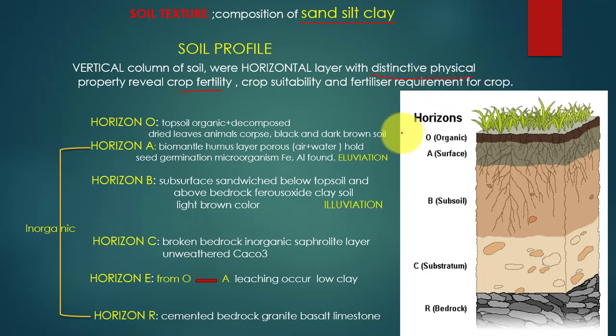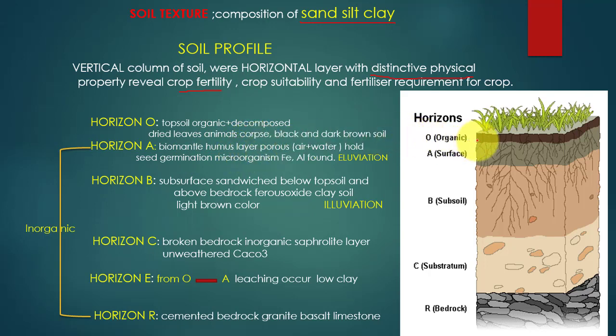Like in this diagram, this is a vertical column. If you dig the soil in a vertical way, you get this type of thing. This is a vertical column, and this one is a horizontal one. You can see here, this is a horizontal layer with different and distinct physical properties. Now I am going to explain one by one. Horizon O: clear topsoil, organic plus decomposed, dry leaves, animal and crop matter, black and dark brown soil.